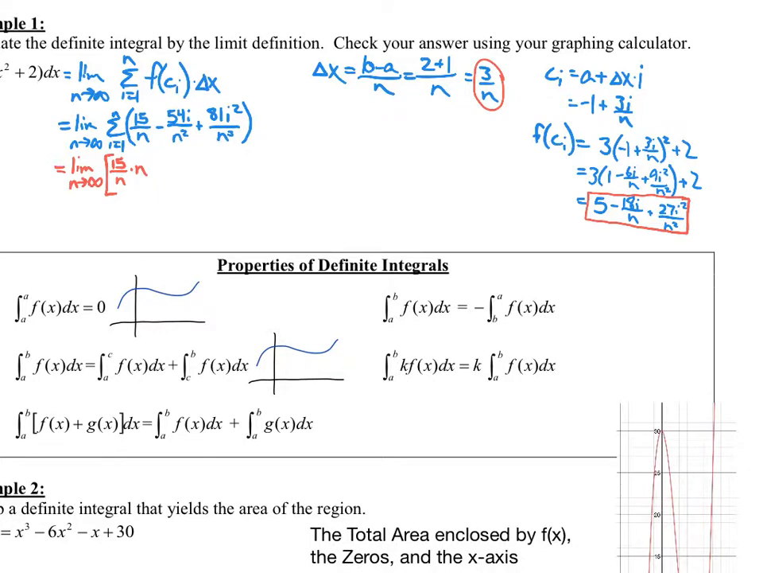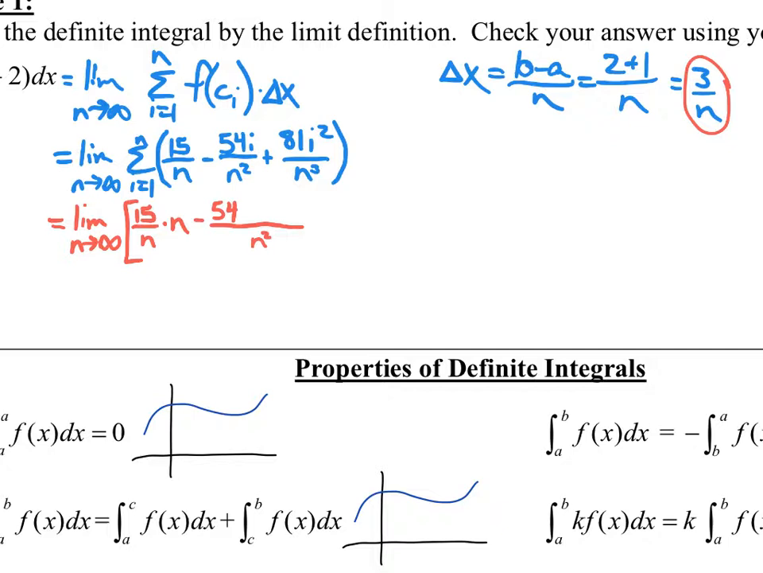Alright? Then I have minus the constant 54 over n squared times the sum of the i's. What's the formula for the sum of the i's? It's n times n plus 1 times 2n plus 1 over 6. No, that's the squares. This one is just n times n plus 1 over 2.